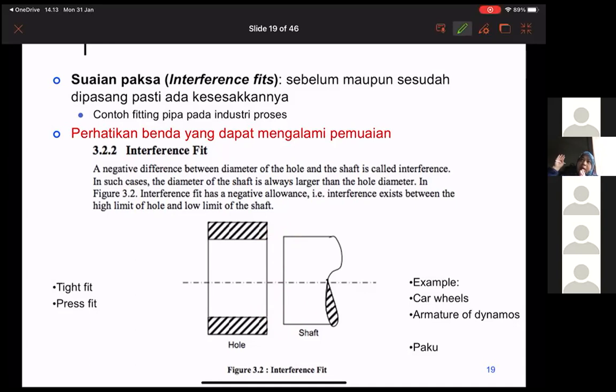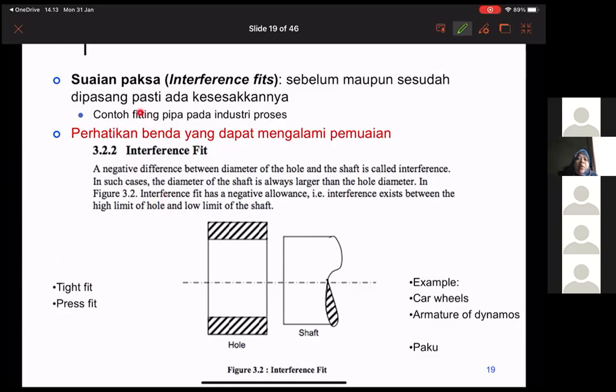So we can push the nail into the wood if we put a force. We can use a hydraulic force, or we can use a hammer. So this one, the nail, is an example. Car wheels would also be an example, and the armature of dynamos as well. So it is a very tight fit, also called a press fit.